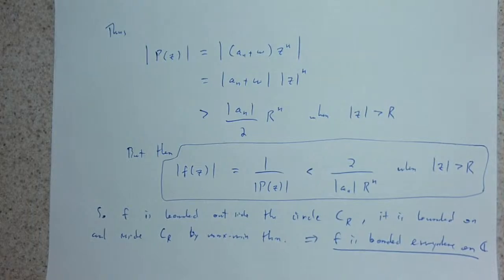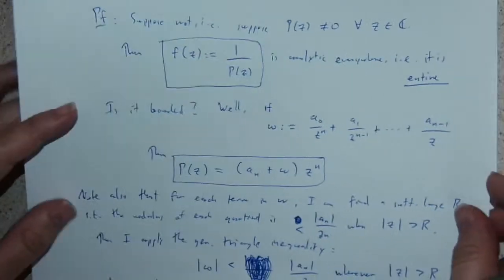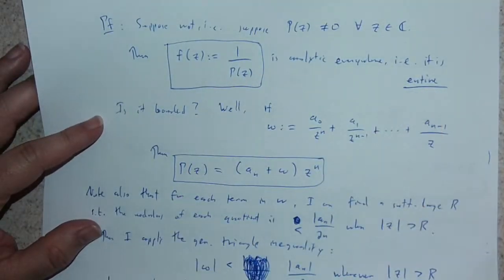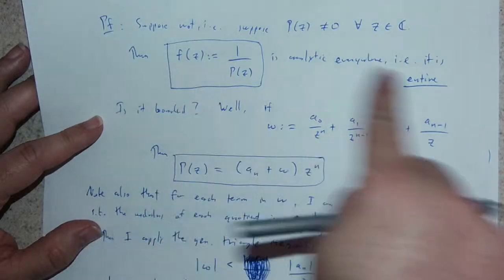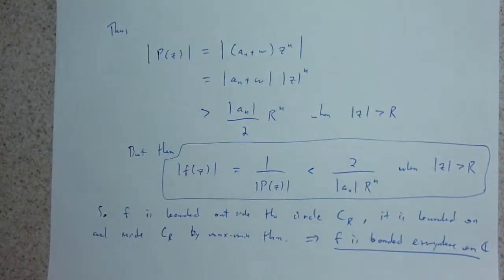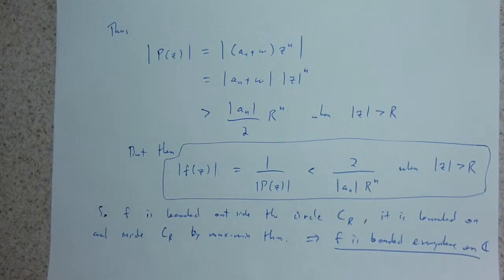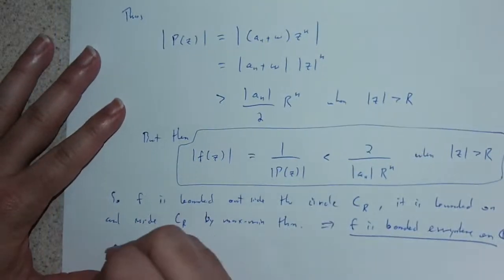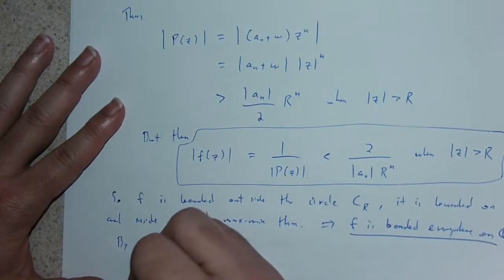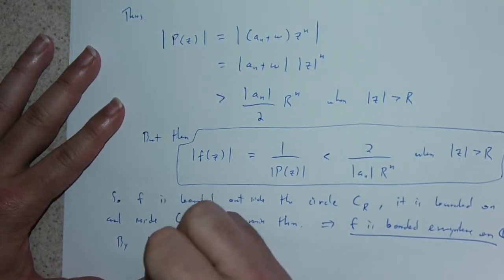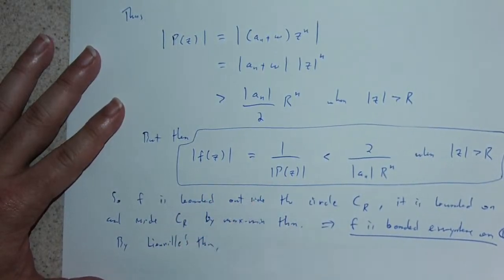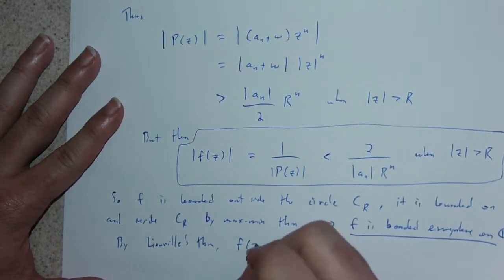So we had to work kind of hard for this, but what was it that we were doing? Well, we showed immediately that this was entire by our assumption. So f is entire. We did a lot of work here to show that f is bounded everywhere on the complex plane. So it is bounded and entire. Thus, by Liouville's theorem, f is constant.